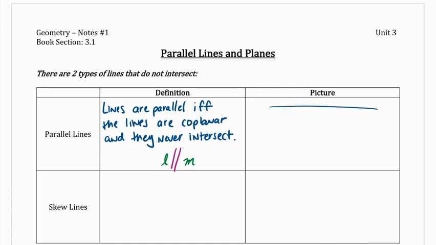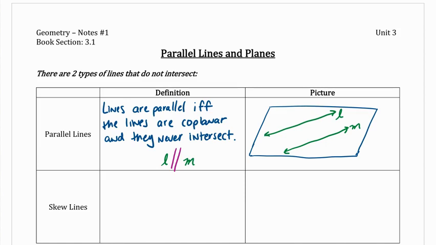Okay, so let's draw ourselves a picture. I'm going to make a plane to show that my lines are in the same plane. Remember, a plane doesn't have edges, it goes on forever, but I draw it that way just so I can see it. And then I can draw 2 lines in that plane. There's one there, we'll call that line L. And then I can draw another one here, we'll call that line M. And those 2 lines would never intersect, so they are parallel.